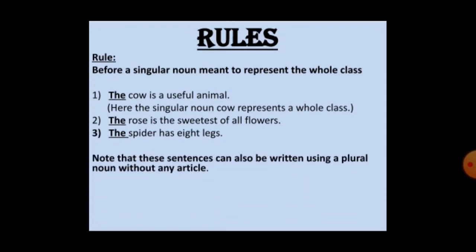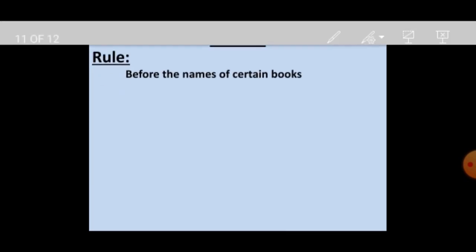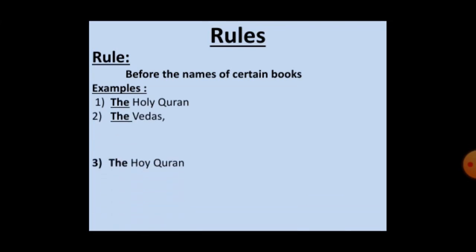Now it comes to the exception. Note that these sentences can also be written using a plural without any article. For example, cows are useful animals, roses are the sweetest of all flowers, and spiders have 8 legs. So now comes the next rule: before the names of certain books, for example, the Holy Quran, the Vedas, and the Bible I can say also.